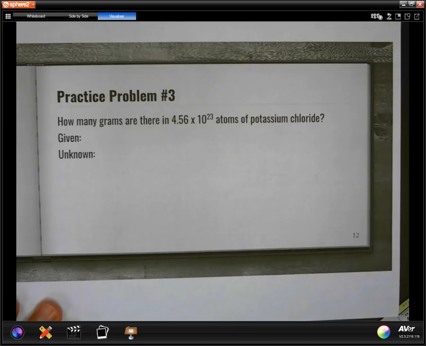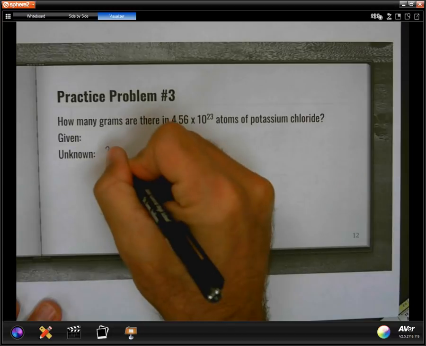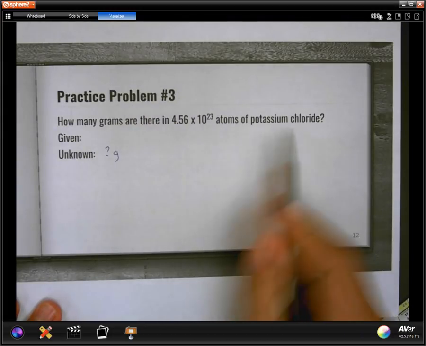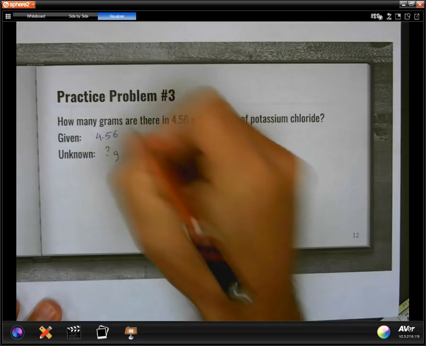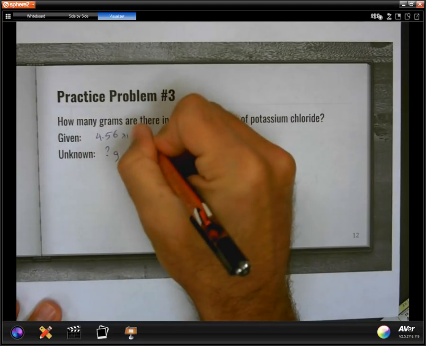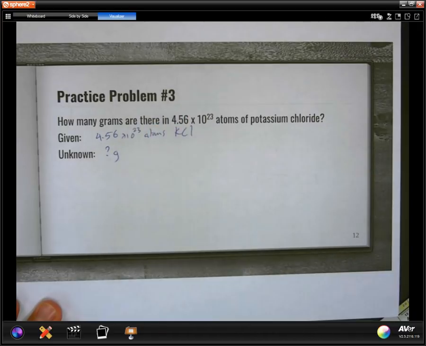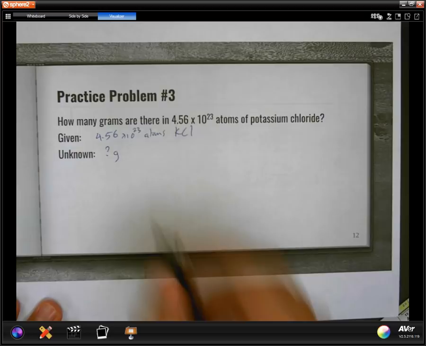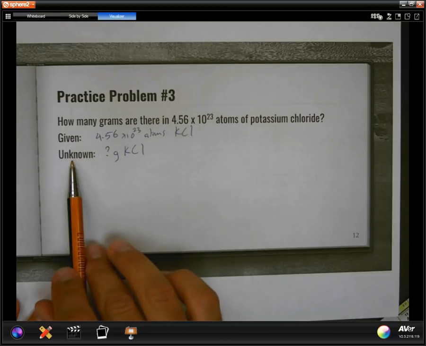with your lessons, homeworks. How many grams? Okay, unknown. Question mark, grams. Are there in 4.56 times 10 to the 23 atoms of potassium chloride? So he wants to know grams of potassium chloride from atoms. I wrote down what the problem gave me. I'm looking for my unknown.